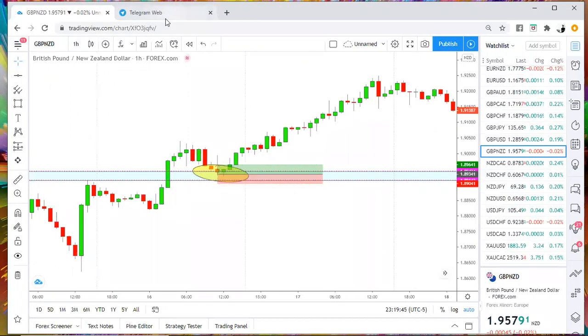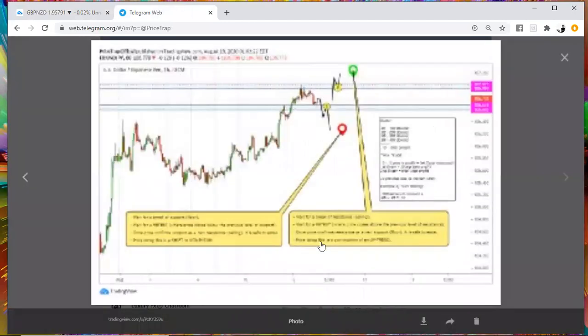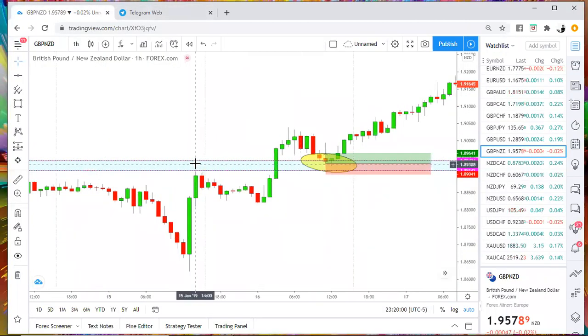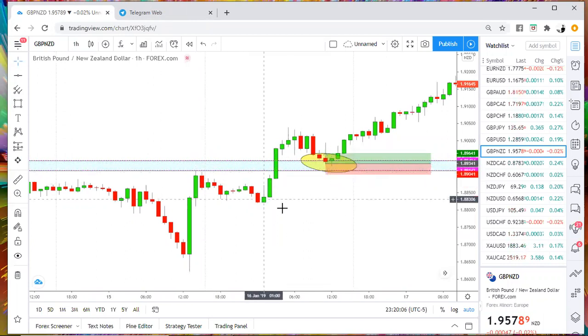If you guys go back, and if you look in the Price Trap trading chat as well, I give you the rules, give you everything. Rules, parameters, wait for a break of support, wait for a break of resistance. Which one of those happened? Resistance is another term for a ceiling. And then support would be another term for a floor. But to make it super easy, we use ceiling, floor.